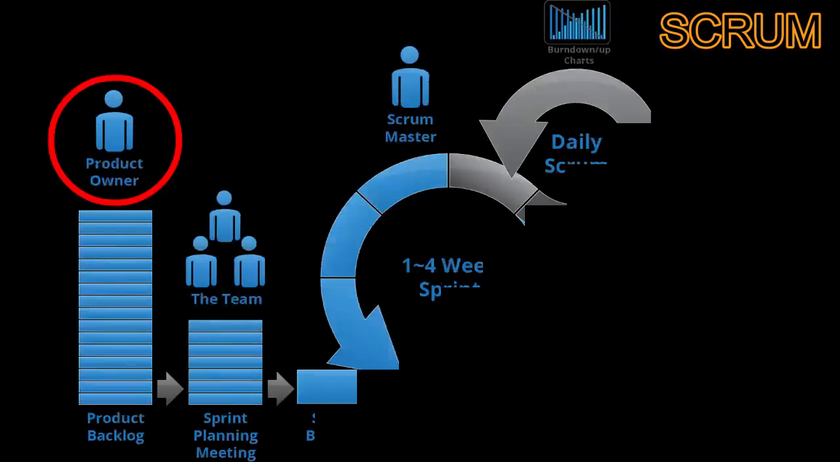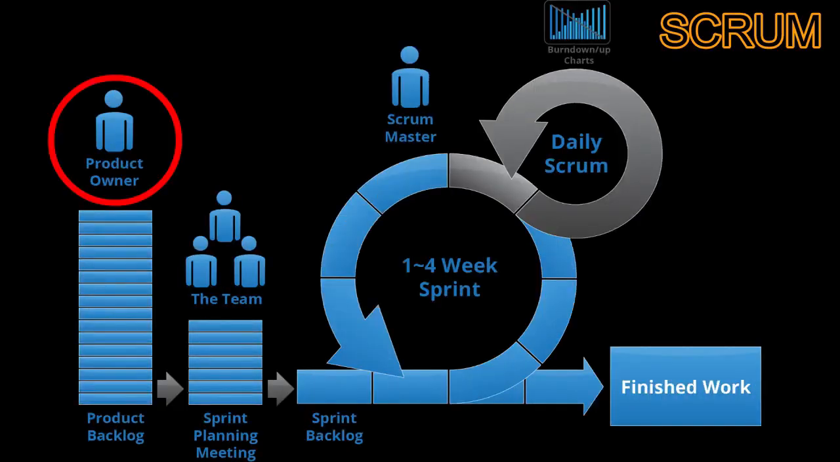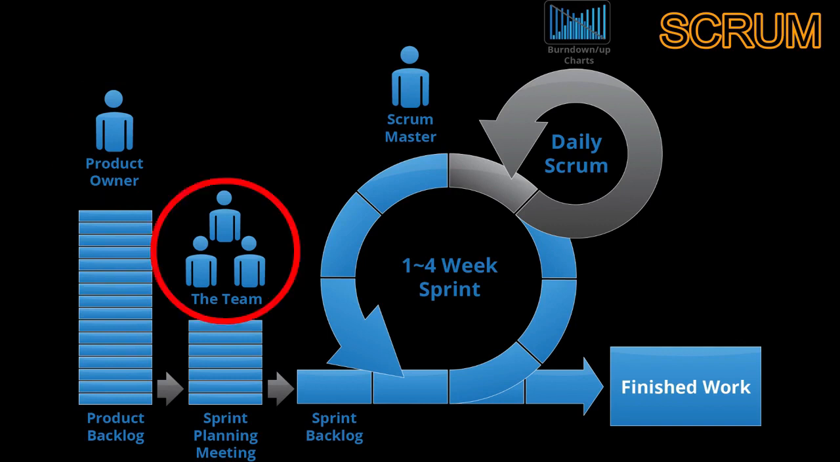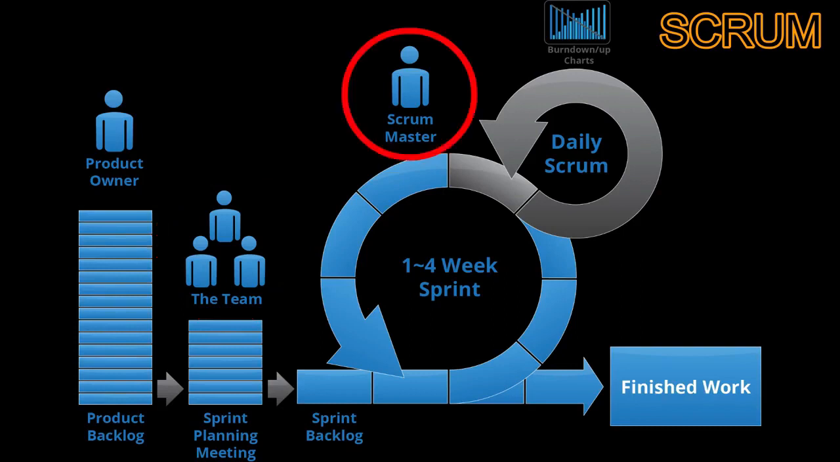Basically, you end up with a product owner that represents the customer and other stakeholders. Then you have the Scrum team, which are the developers and programmers. And lastly, you have the Scrum master. That's the person that understands everything about Scrum methodology and processes and leads the Scrum team.